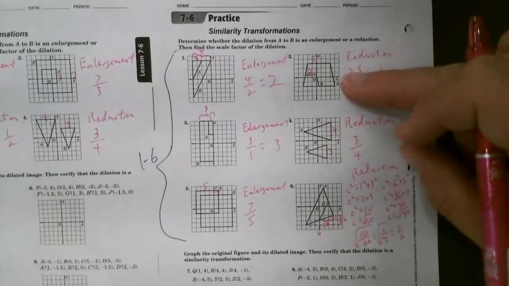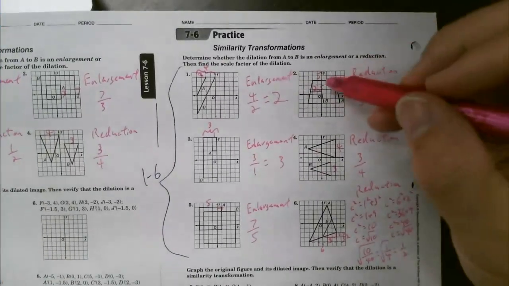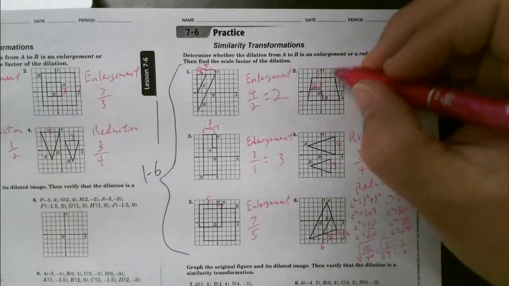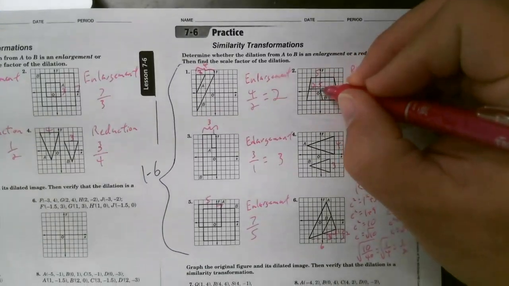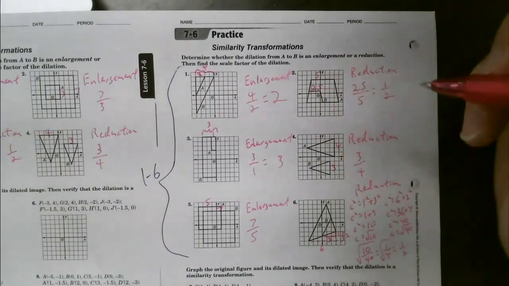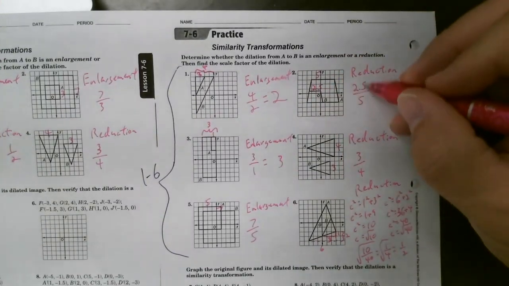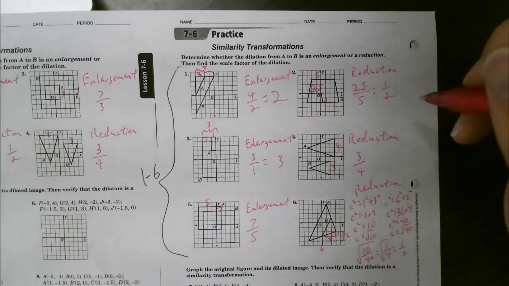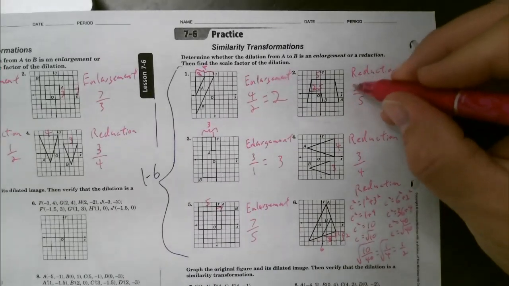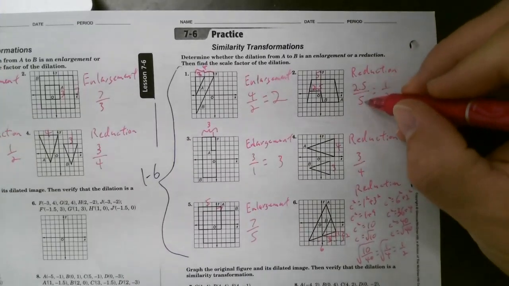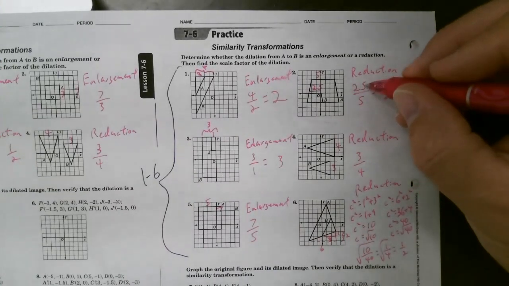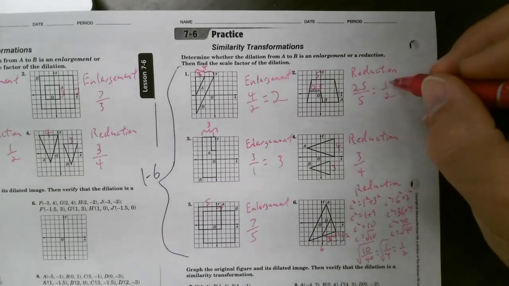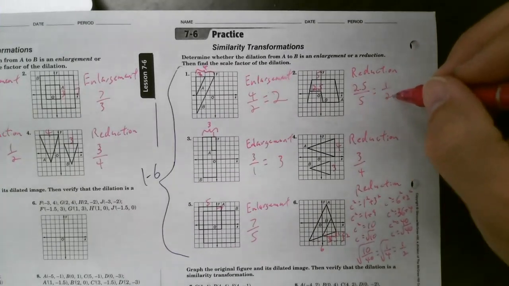All right. So on number 2, using the top edges, I found that this was 5 and this was 2.5. So I wrote it in a fraction with that decimal, and I was able to reduce this because this 2.5 will go into 5 evenly. So I was able to say 2.5 divided by 2.5 is 1, 5 divided by 2.5 is 2.